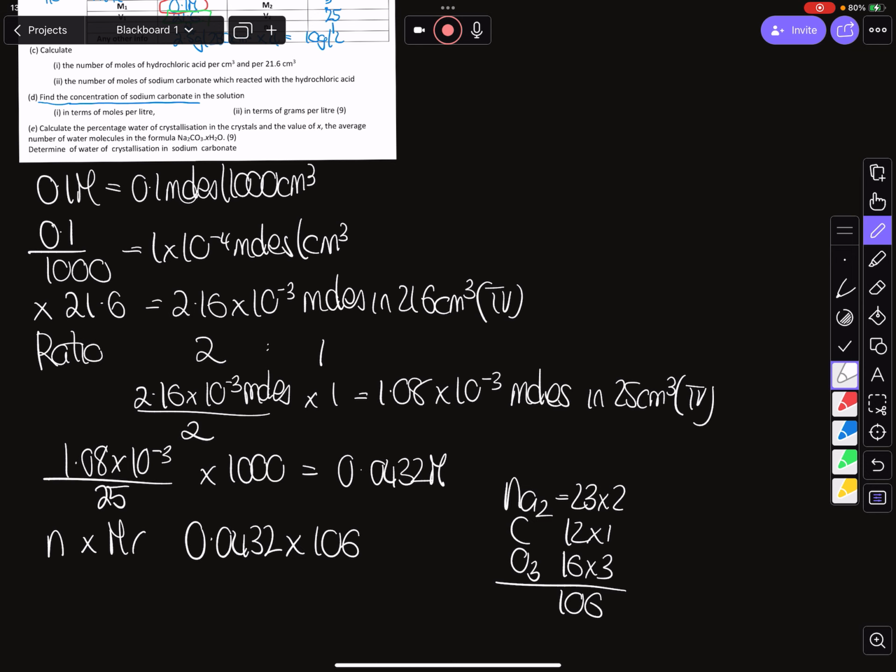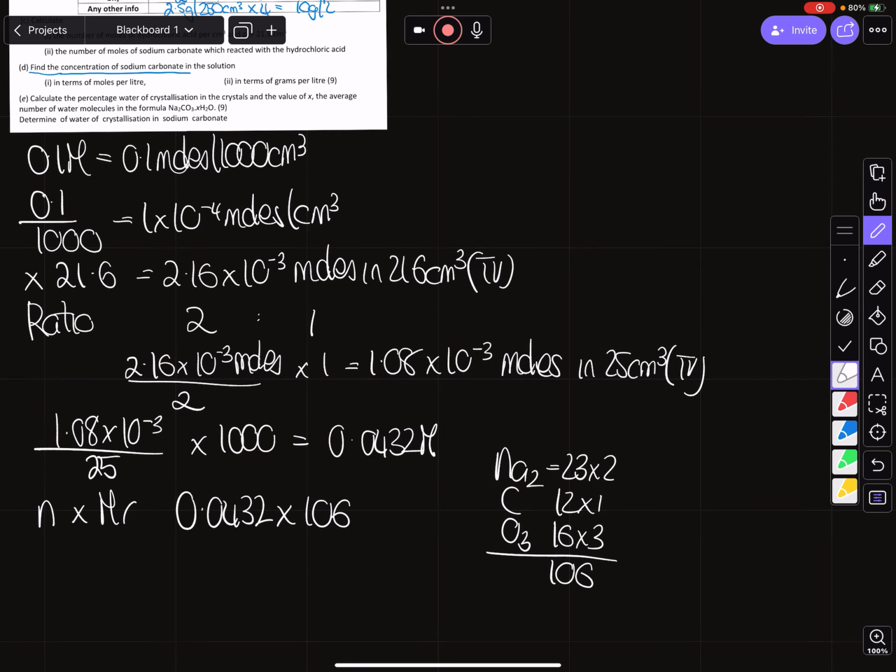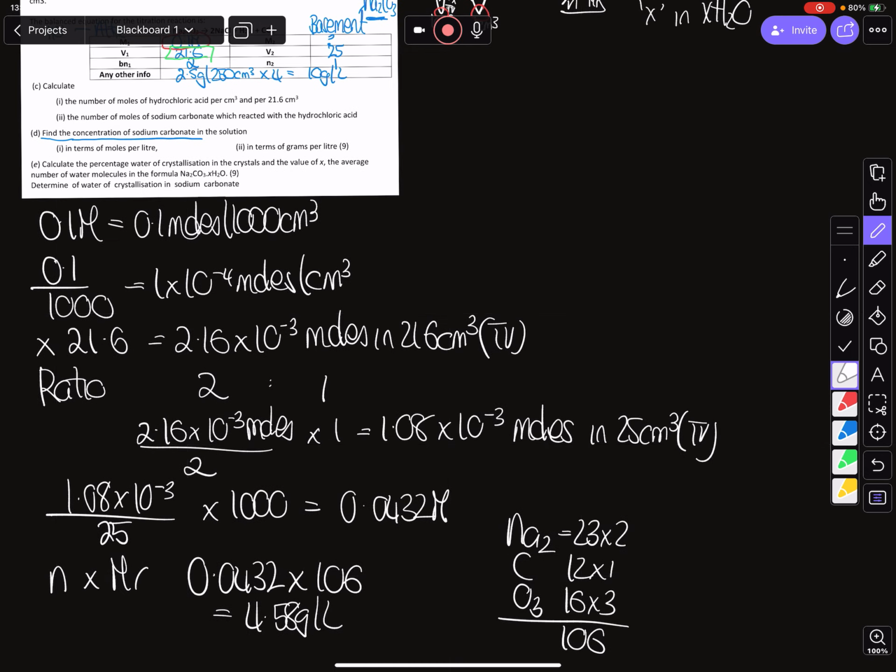And when I do that, I am going to get 4.58 grams in a litre. So I've said always get to this point, and then you go back and you read your question and you decide, can I annotate things? So up here in C, it's asking me for the number of moles of HCl per centimetre cubed. So this is going to be C part 1 here.